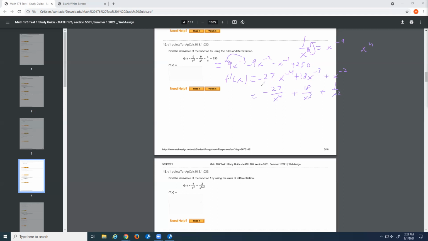But I think either answer is perfectly fine. If you want to leave it in this form with the negative exponents, I think that should be a perfectly fine answer, because I don't think WebAssign is too picky on the formatting there. So yeah, that about wraps it up for number 12.